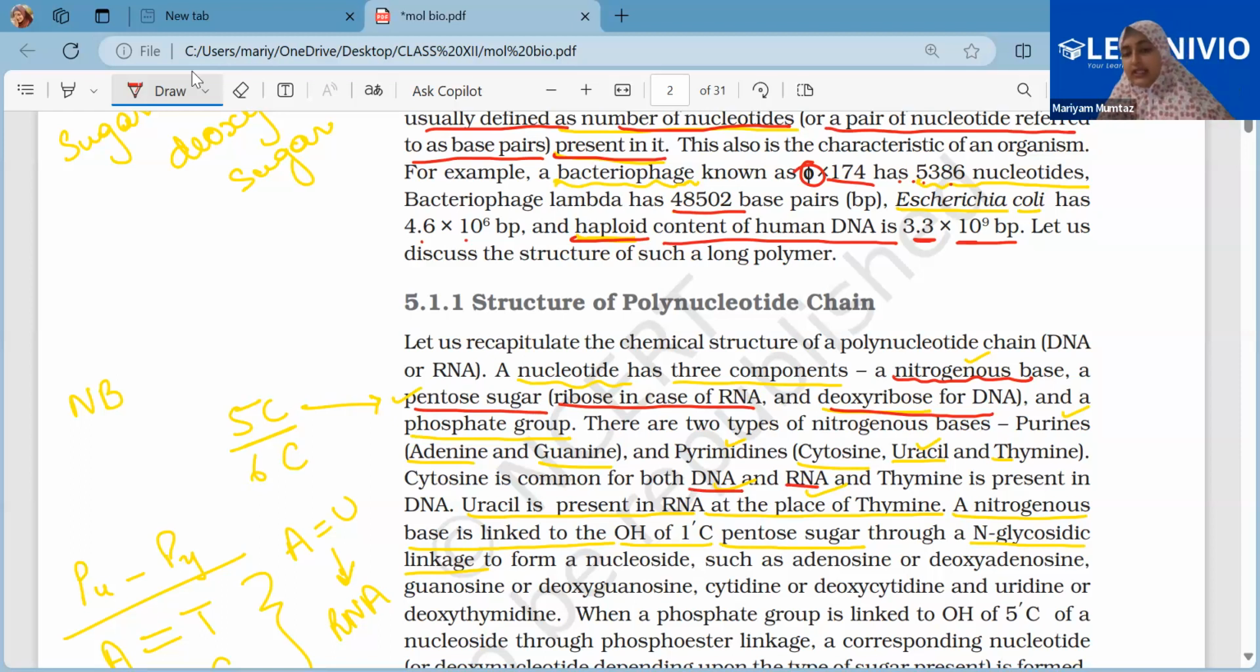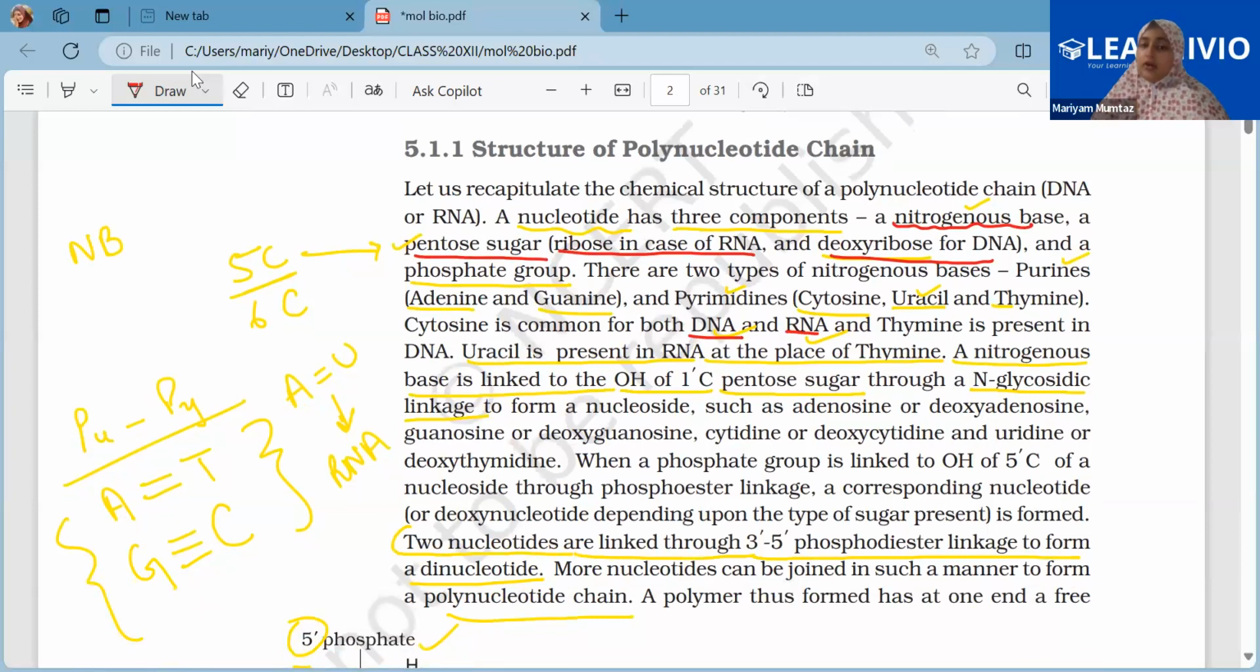Uracil is present only in RNA in the place of thymine. Now, a nitrogenous base is linked to the hydroxyl of the first carbon of the pentose sugar through an N-glycosidic linkage. So, the linkage between a nitrogenous base and the sugar is a glycosidic linkage, and it forms a nucleoside such as adenosine, deoxyadenosine, guanosine or deoxyguanosine, depending upon the sugar that is there.